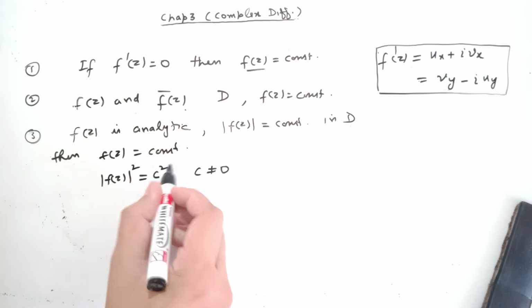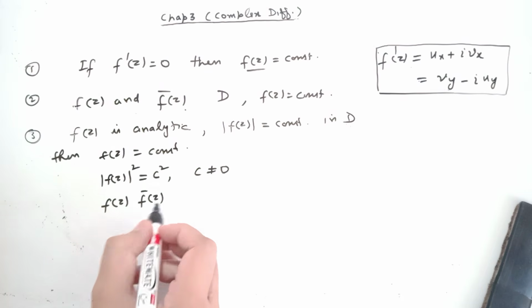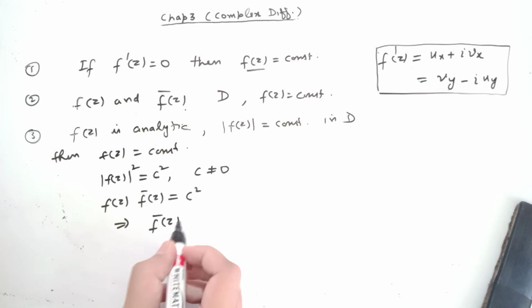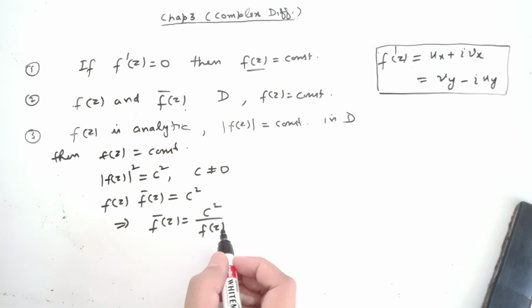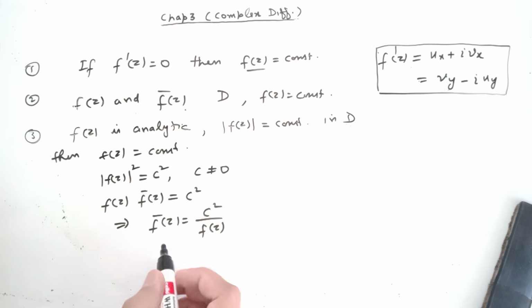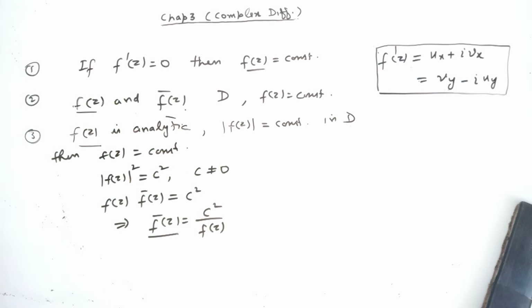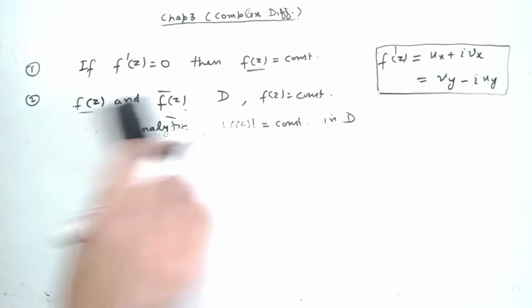So let's square both sides and write f(z) times f bar z equal to c square. From this we get f bar z equal to c square over f(z). Because f(z) is non-zero and analytic, the reciprocal of an analytic function is also analytic. So from this we find that f bar z is analytic. f(z) is already given analytic, so from the previous result we can say that f(z) is constant. So these are simple results that you can read once and understand.